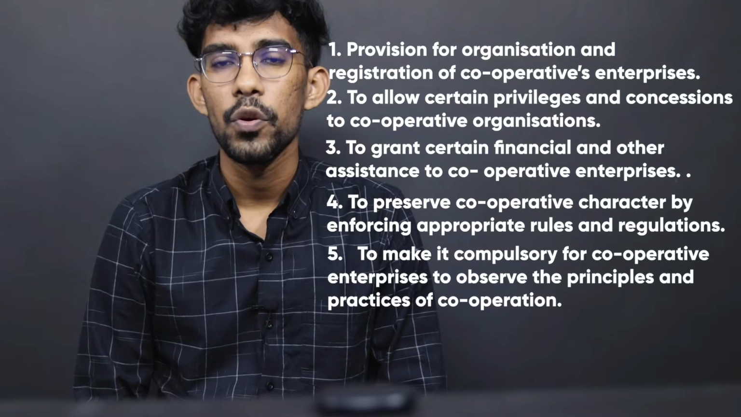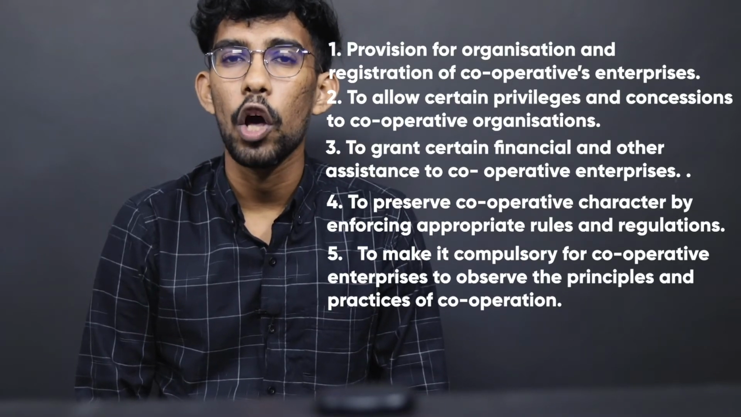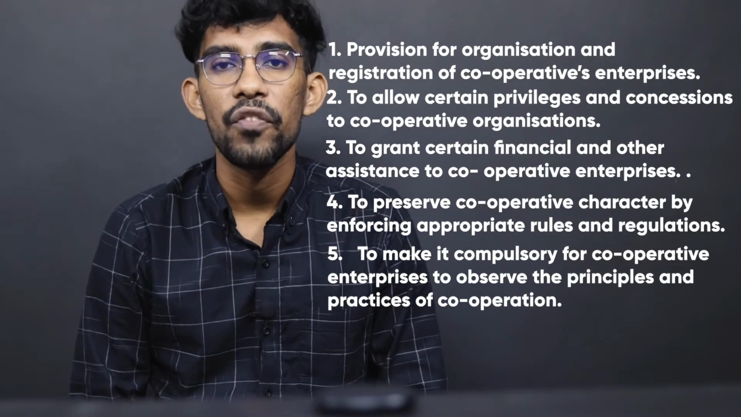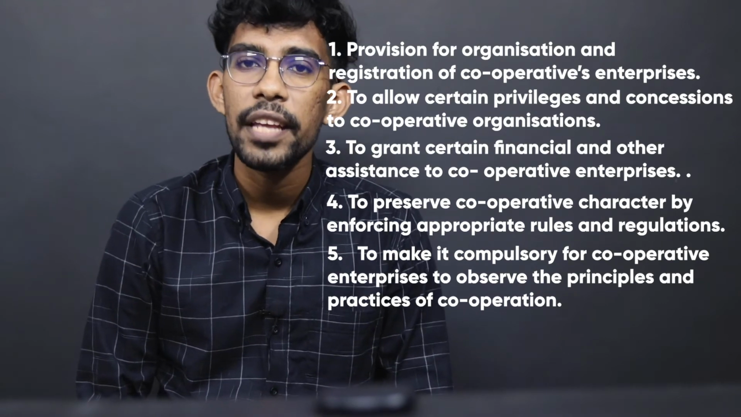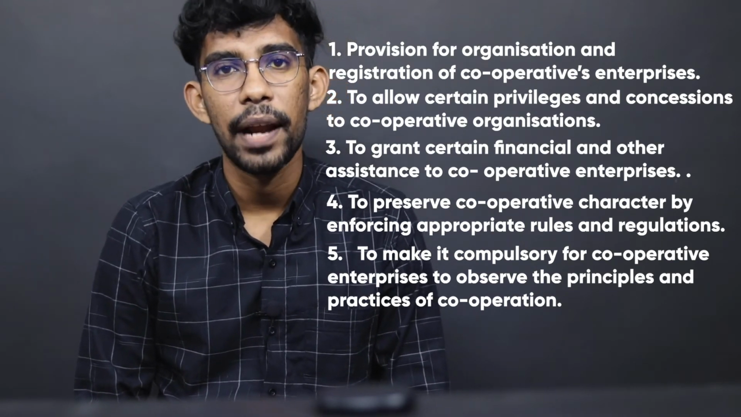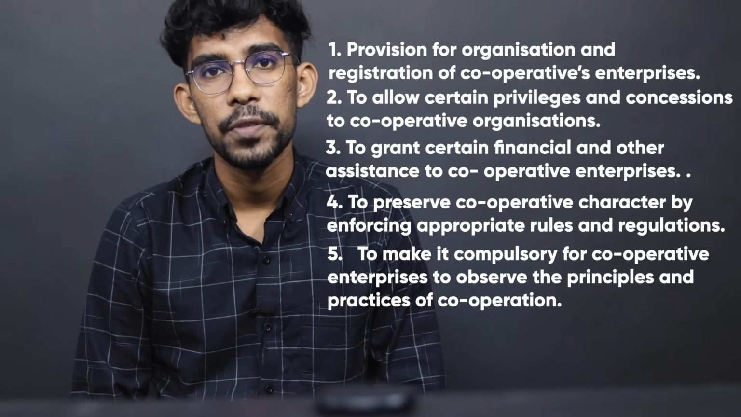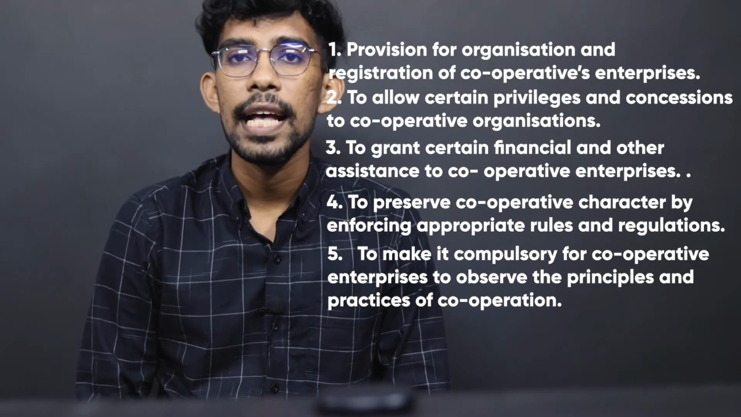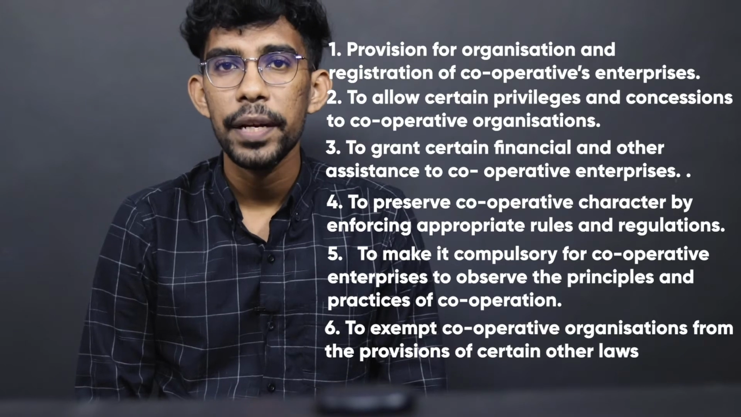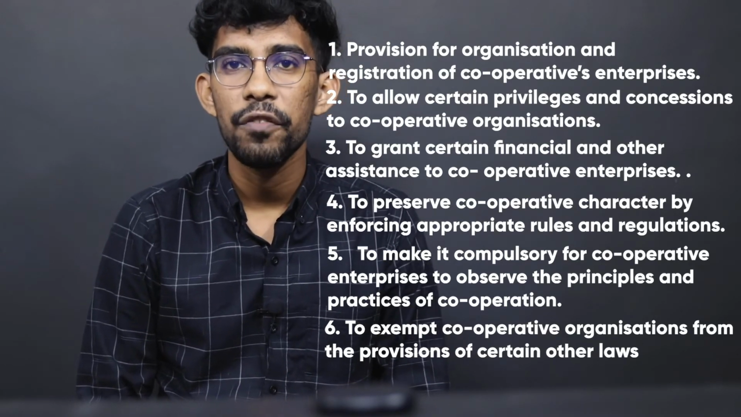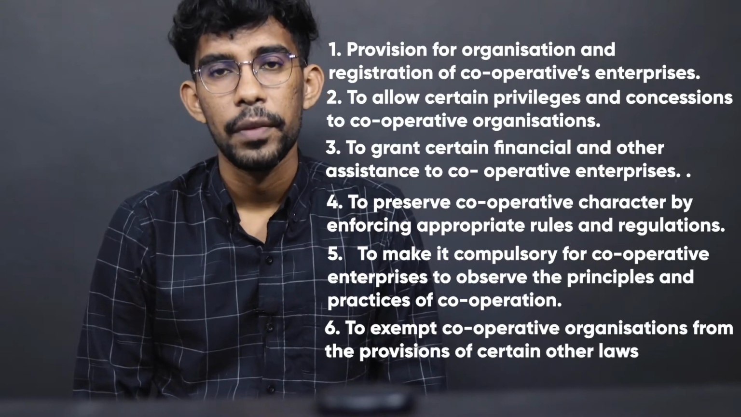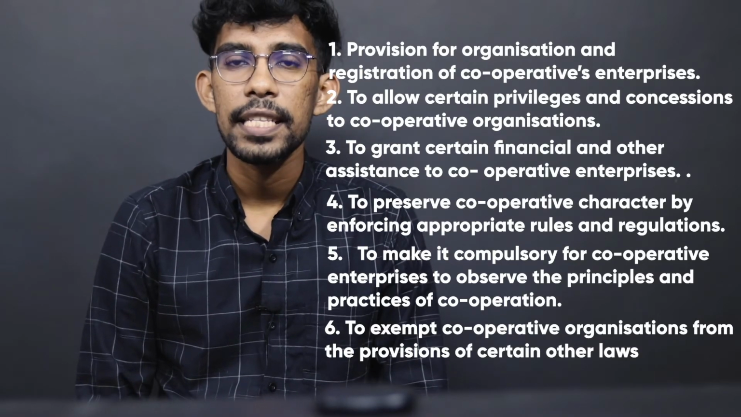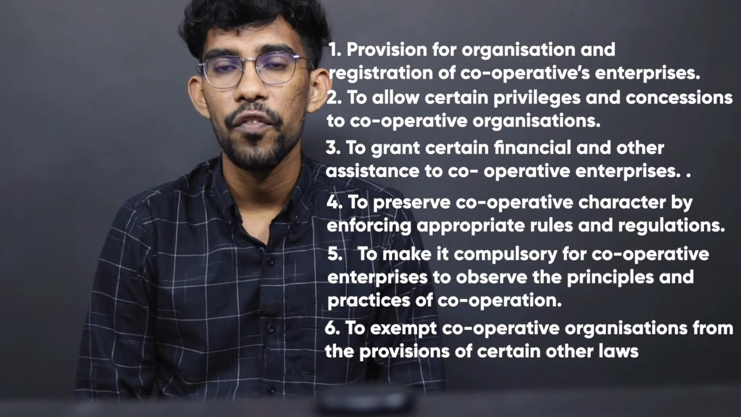The fifth one is to make it compulsory for cooperative enterprises to observe the principles and practice of cooperation. The point states to make the principles and practices obligatory by observation, then to register it as being significant. And the last point is to exempt cooperative organizations from the provisions of certain other laws. It means to maintain the cooperative organization as a separate body, apart from the conditions of other laws.